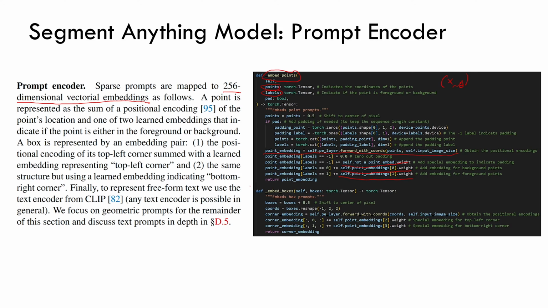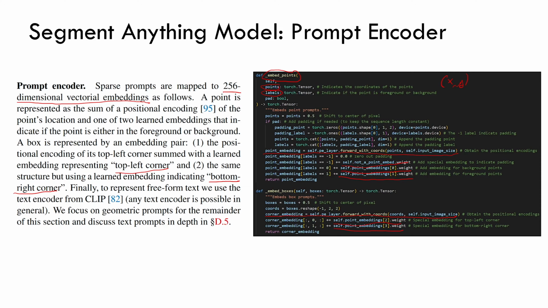While the boxes are defined using the top left corner, so x and y of the top left corner, and the bottom right corner. And they do the same with the boxes. So basically they transform these two points, the top left and the bottom right, using the positional encodings to tell the model what that x and y correspond to inside of the image. And then they sum one embedding to indicate that it's a top left point and another embedding to indicate that it's a bottom right point. And this is how they built the encoding for the prompt.